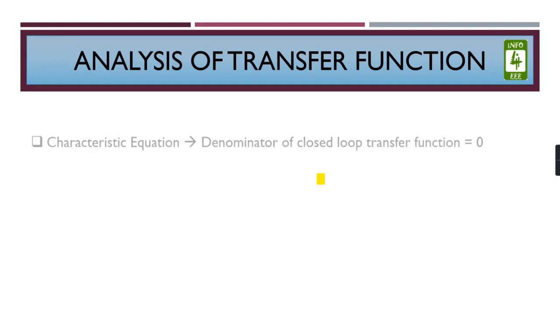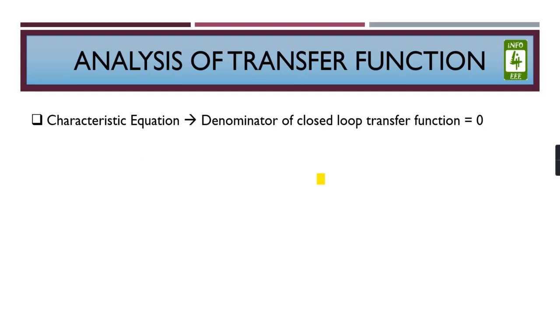Now moving on to the analysis of the transfer function. Remember that this is the most important part of this lecture. The characteristic equation is given as the denominator of the closed loop transfer function equal to 0. The denominator part of your TF, when it is equated to 0, gives the characteristic equation. Now what is this characteristic equation? We will learn about it in detail in upcoming lectures.